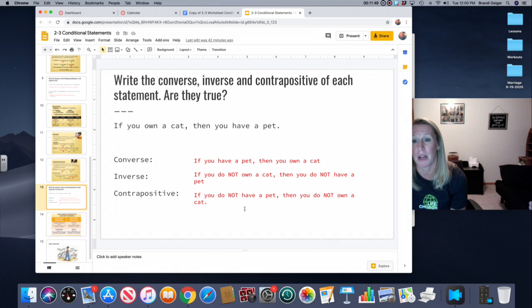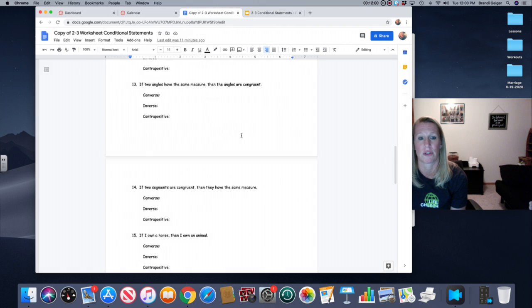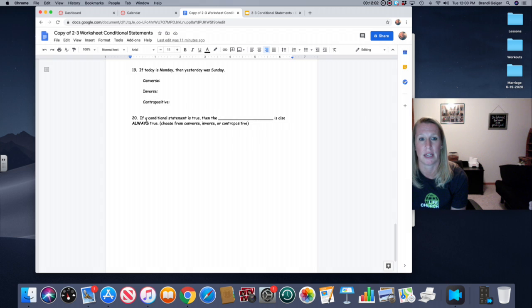The contrapositive is the only statement that's always true if the original statement is true. That is number 20. If a conditional statement is true, then the blank is always true. It's the contrapositive that is always true.